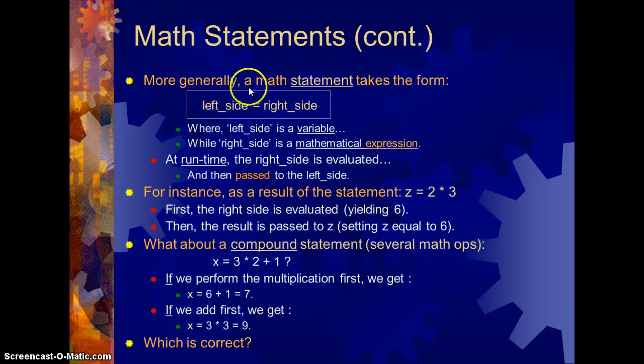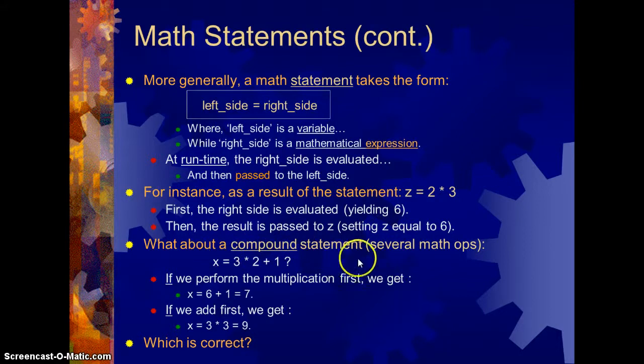More generally, a math statement takes the form where the left side is a variable, like x, equals something on the right, while the right side is a mathematical expression. It could be a number, but it could also be an expression. At runtime, that means when the program runs, the right side is evaluated and then assigned to the left side. For instance, as a result of the statement z equals 2 times 3, at runtime the right side is evaluated, yielding 6, then the result is passed to z, setting z equal to 6.